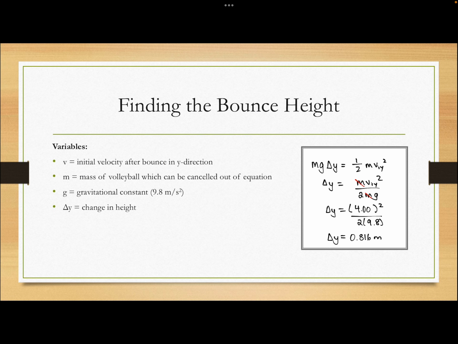Now to find the bounce height, just to give a background on this equation that we set up, this is the conservation of energy equation. The left side is the UGF, which is the final potential energy, and the right side is the initial kinetic energy. The VIY is the initial velocity after the bounce in the y direction. The m is the mass of the volleyball, which can be canceled out of the equation due to it being on the numerator and denominator. The g is the gravitational constant, which is 9.8 meters per second squared. And the delta y is the change in height, which we're trying to find. We solved for it on the right, and we got the delta y to be 0.816 meters, which is the height of the bounce.